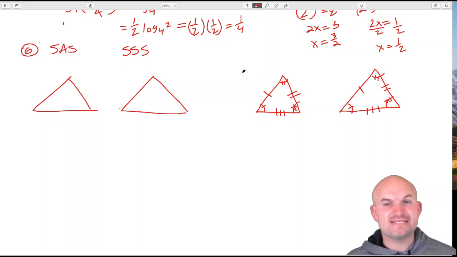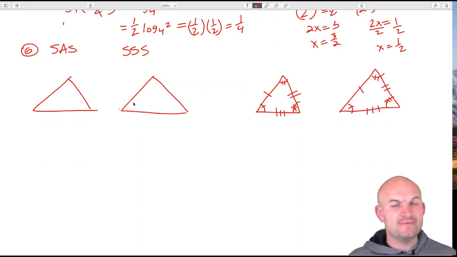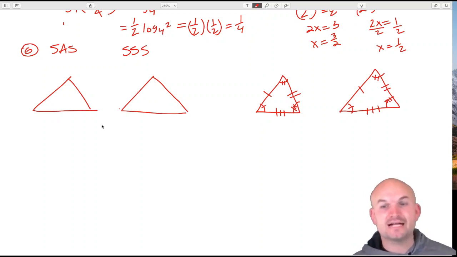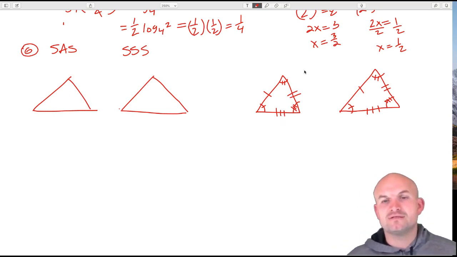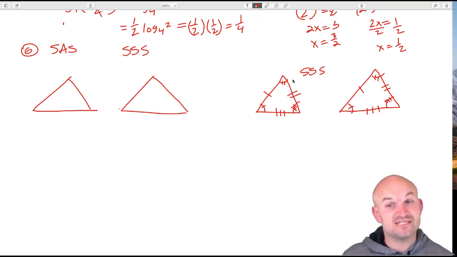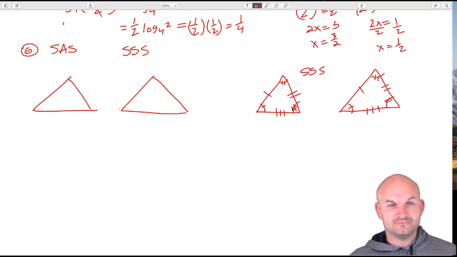The angles can be the same and the side lengths not be the same. But once we know that the side lengths are the same, then the angles have to be the same. And since the sides and the angles are exactly the same for both those triangles, they are congruent. So side, side, side proves congruency. However, angle, angle, angle does not prove congruency.